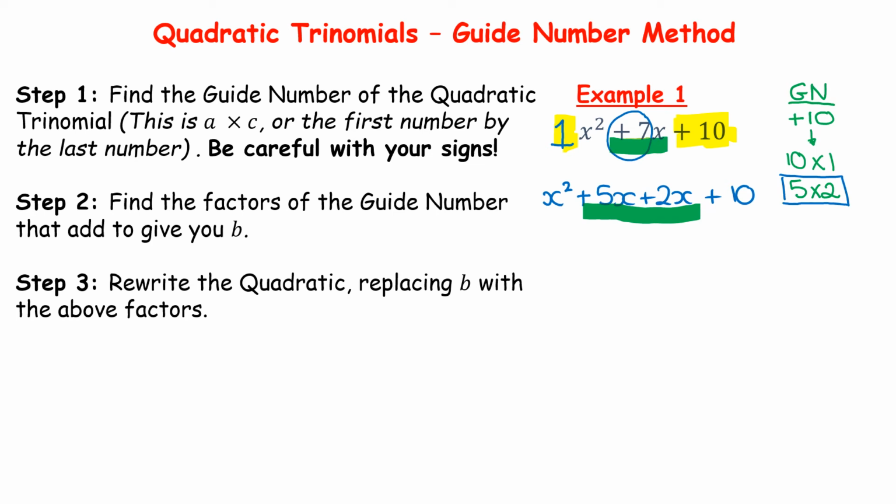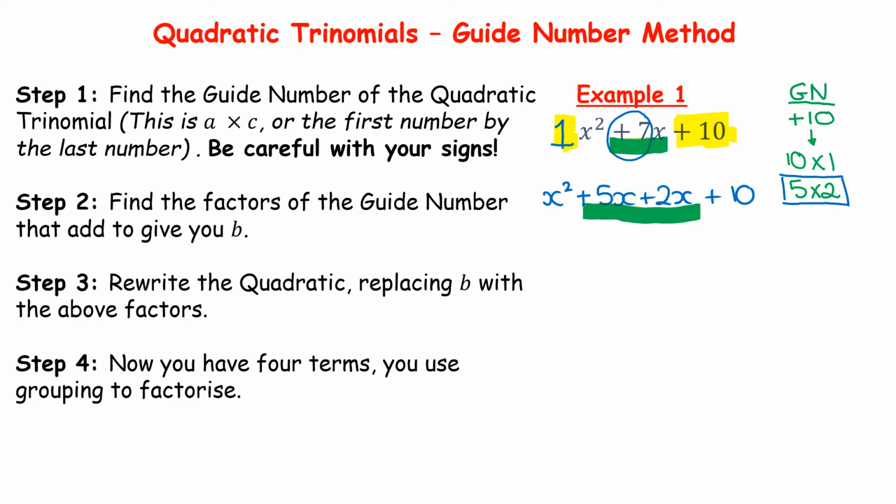Because I can't change anything. It's an expression. I can't just randomly change stuff. But I've just rewritten it. I've made it look a bit different. So are we good with that? Is 5x plus 2x equal 7x? Yeah, so that's good. So that's step 3. And now we have 4 terms, so we can factorize. There's some good news on this factorization. It is grouping, which we've already done, and we will never have to rearrange.